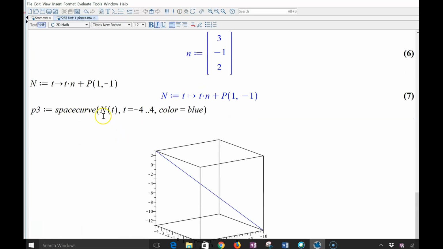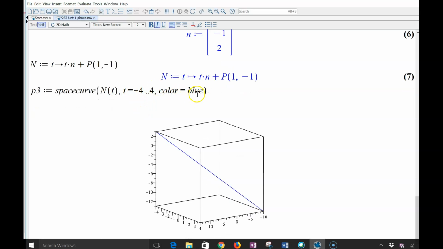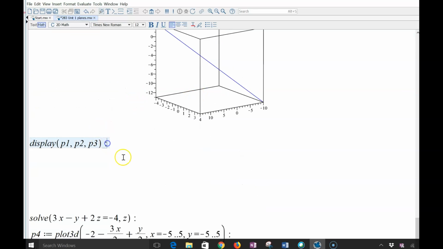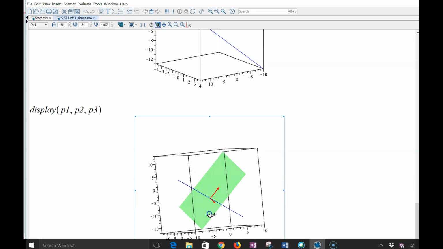All right, now we plot that. You've got to do spacecurve, and then inside the spacecurve command, you've got to put an ordered triple. The way I've defined this function N, it is an ordered triple, so I just put N of t. All right, and then we put in the parameter range, put the color. All right, now what I want to do is display all of those together. So the plane, the vectors u and v, and then the normal line. And there's the graph right there.